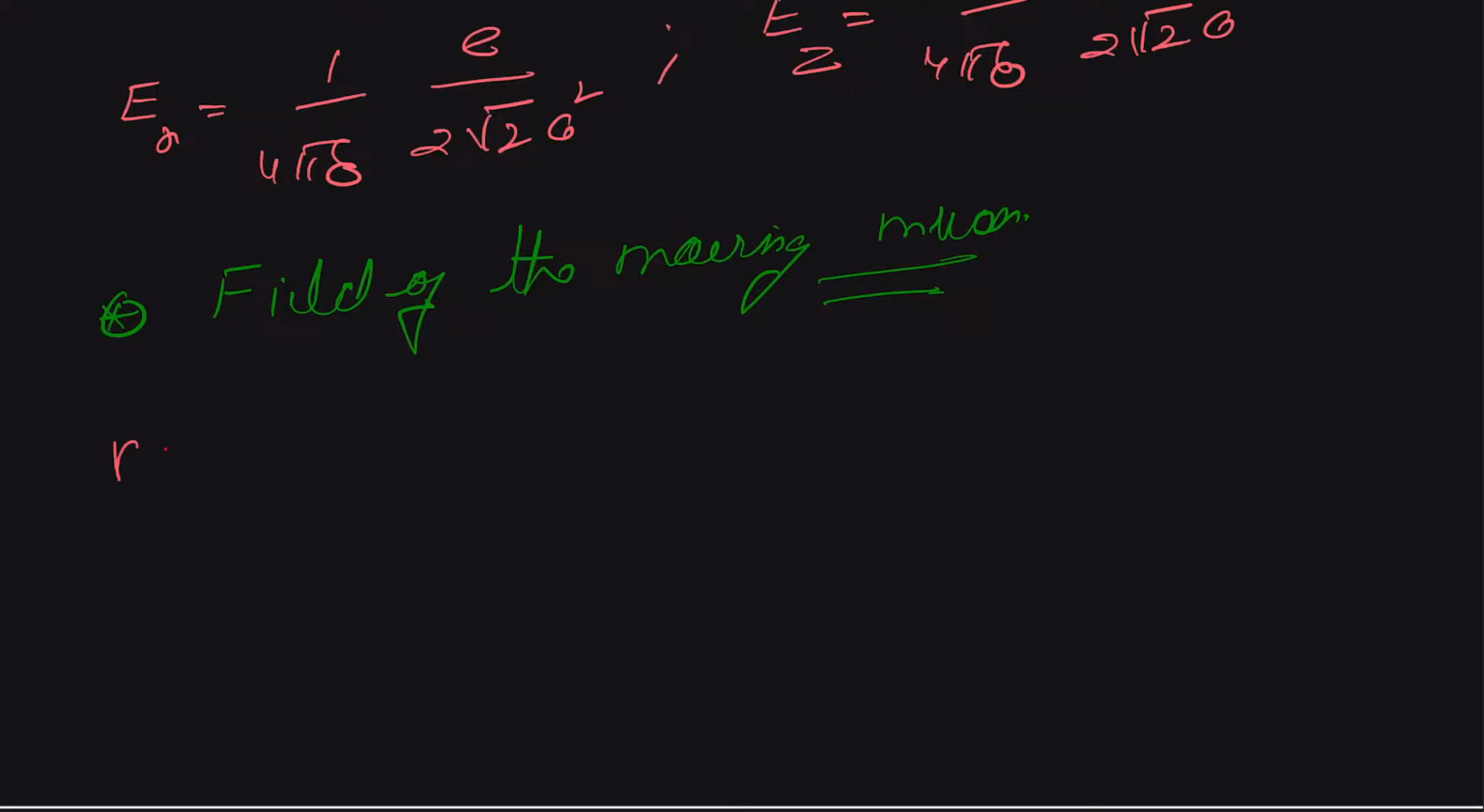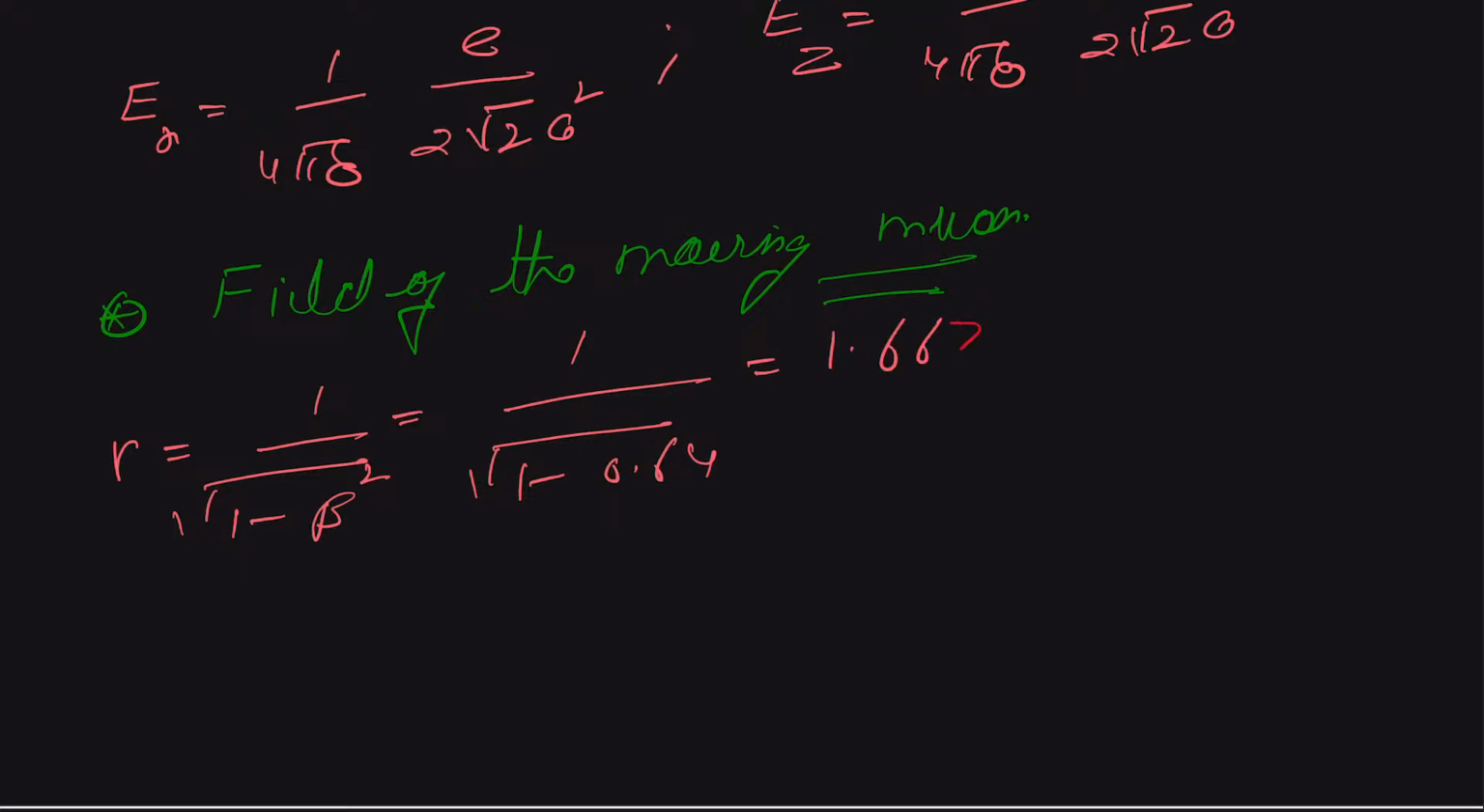So we can say our Lorentz factor gamma will be equal to 1 upon the square root of 1 minus beta square, and beta is our 0.8, so this comes as the square root of 1 minus 0.64, and that will be equal to 1.667. And we have to find out when the muon is at the origin and the field point is A comma 0 comma 0.